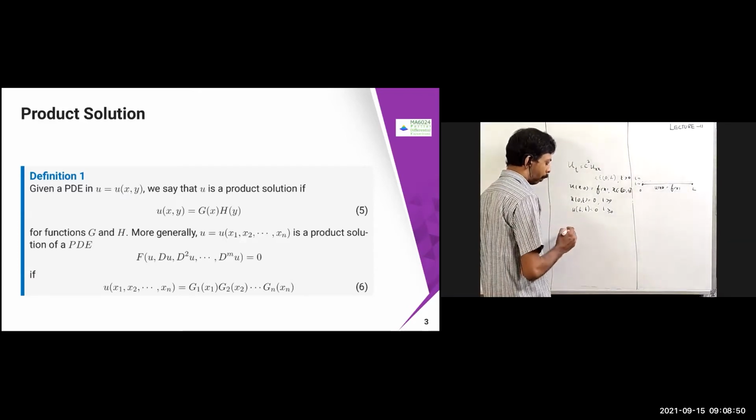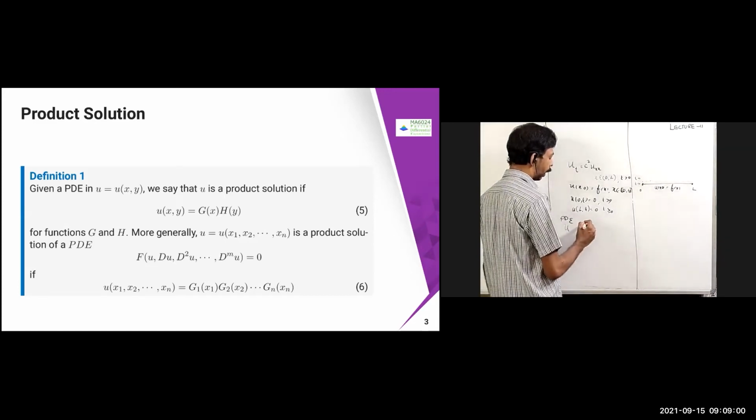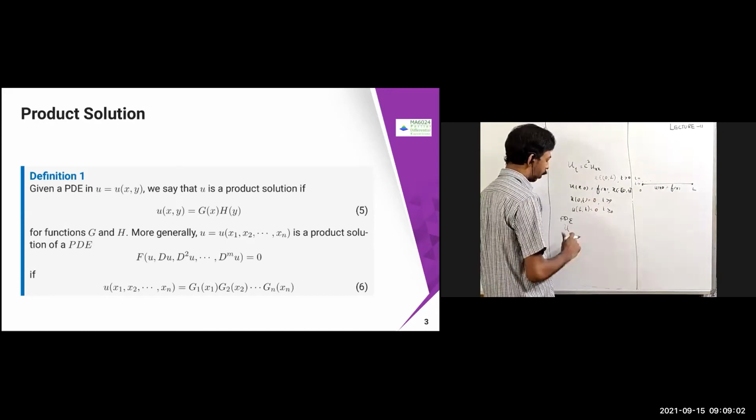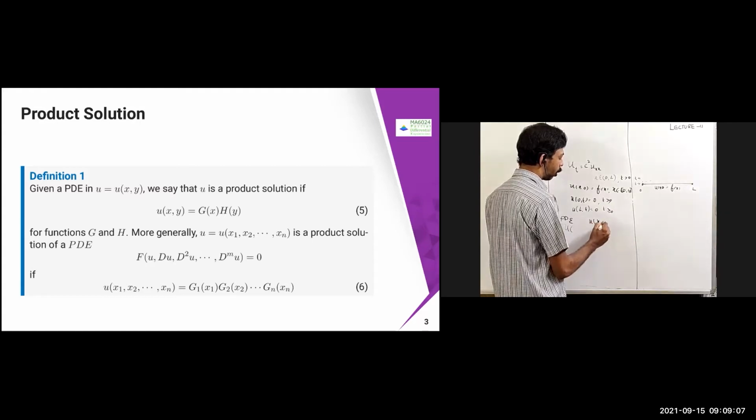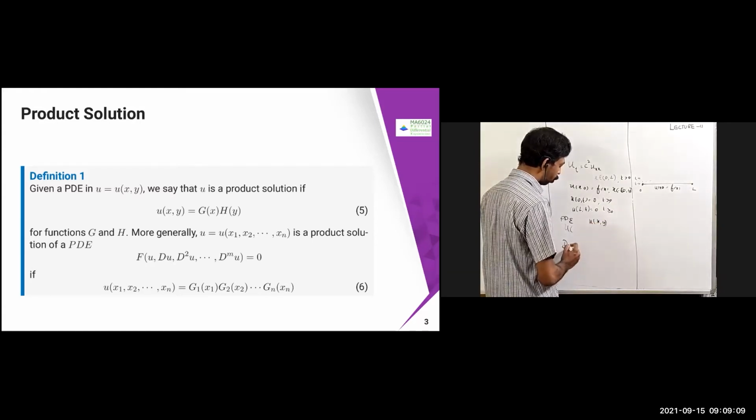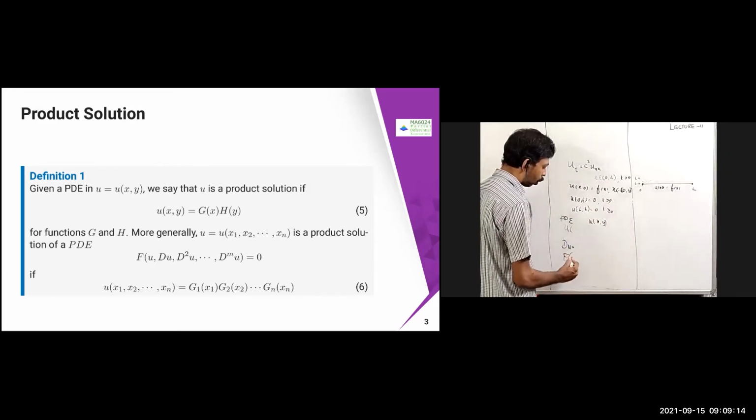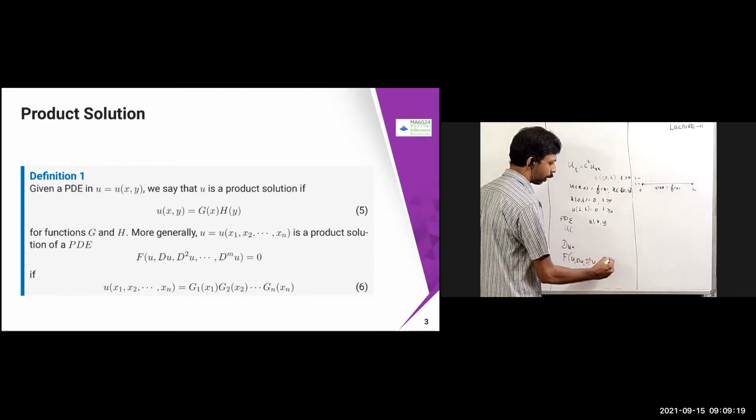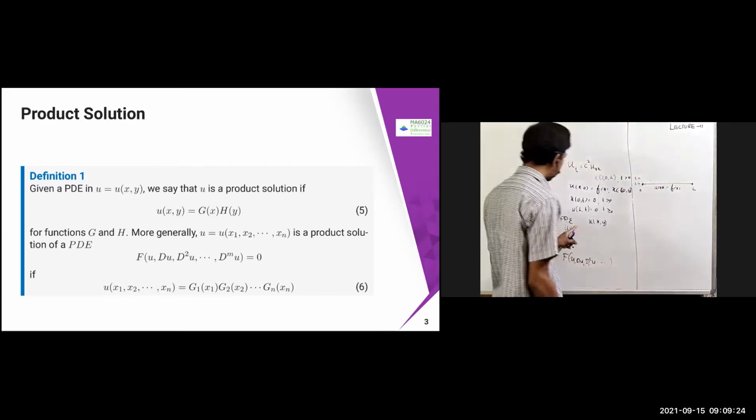Suppose you have some PDE problem, which is going to have something like u of x, y. Suppose u is a function of x, y, which satisfies some PDE, where the PDE is some operator, or some f of u comma du comma d square u, etc. Suppose this u equals u of x comma y.